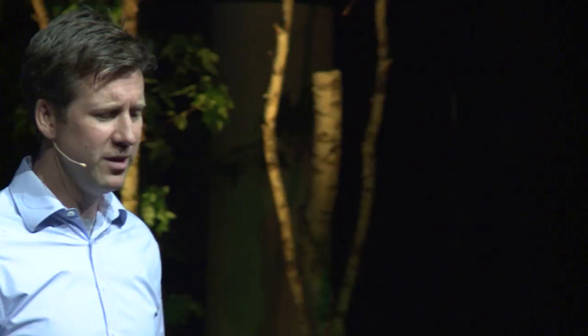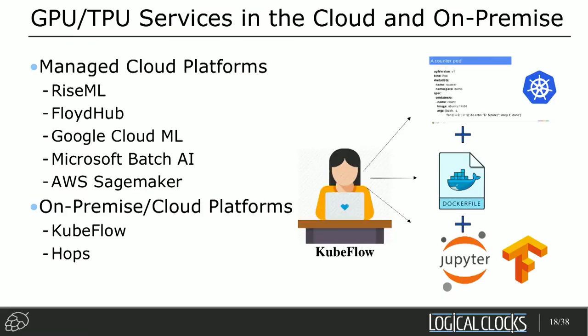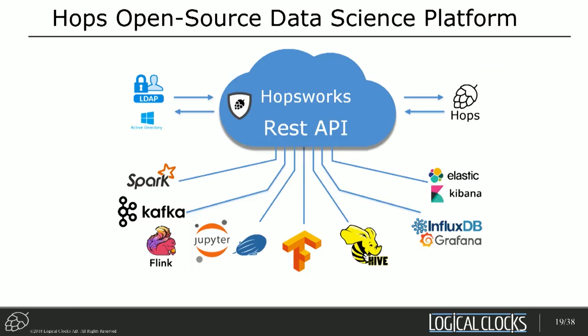Kubeflow from Google was just recently released, which works on Kubernetes, where you write YAML files and Docker files, and you write your code in Jupyter and, you know, schedule it. And I'm going to talk a little bit about HOPS. HOPS is a platform that we've developed in Stockholm. It's an open source, big data, data science, GPUs, TensorFlow, PyTorch, Keras platform with Spark and Kafka and things like that. And it's the world's most scalable Hadoop platform, as I said. And it's European, just to top it off, which is nice.